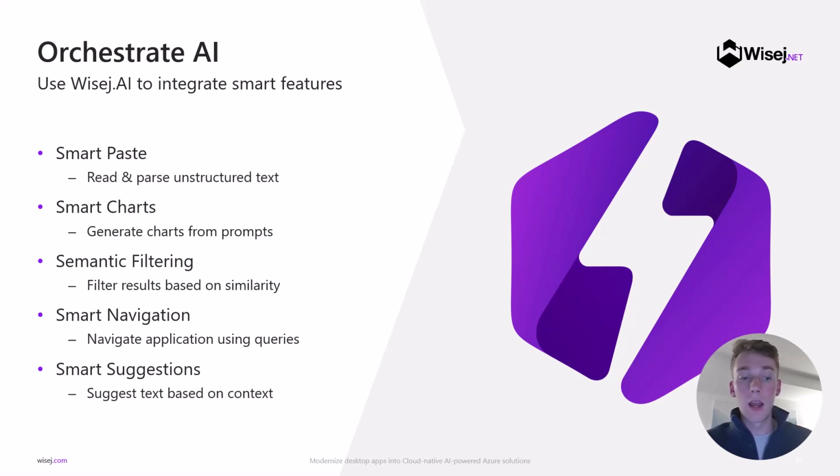There's also smart suggestions. So as I'm typing an email or filling out some kind of field, the AI provider can suggest completions to your sentence or your paragraph based on your application's context and whatever data you provide. But yeah, so that is a general introduction on Wisej.NET and Wisej.AI. I'll hand it back over to you, Thomas.